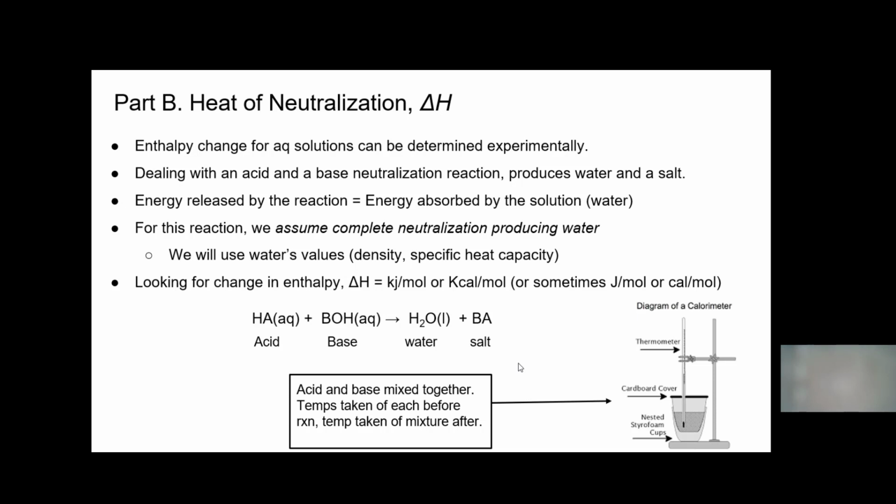Now the next thing, it's a neutralization, so we are going to assume this is complete neutralization. There is no acid and no base left over, only water. So we're going to use water's values for everything on this. If you're wondering where this information is coming from, it's water. We're strictly looking at the water.